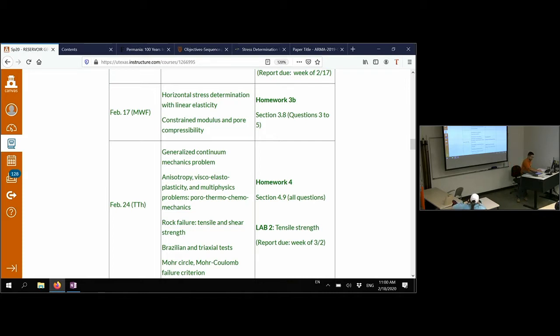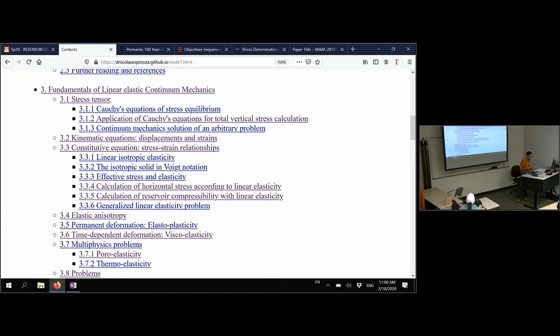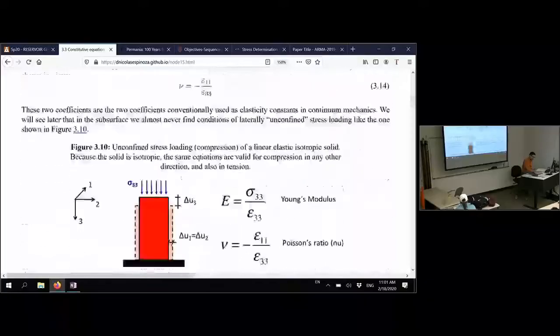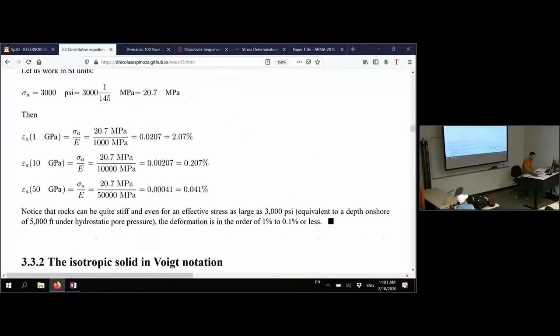And just as a short review, remember that we're still dealing with this chapter number 3. The first thing that we saw was what is the stress tensor, and then later we related that to strains. Stresses cause strains, and strains can also cause stresses. That's something that we're going to see today. They are both related through what we call in general constitutive equations.